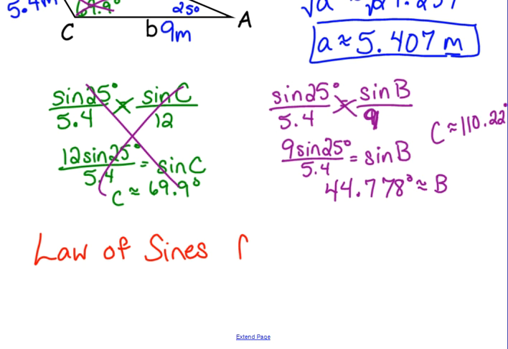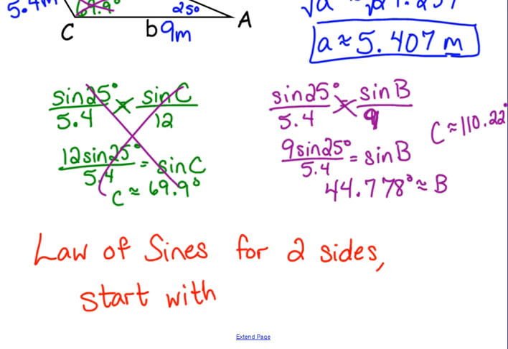Law of sines for two sides. Start with smaller side. So law of sines, and you have a choice between two sides, start with the smaller side. That will more than likely lead you in the right direction instead of starting with a bigger one.